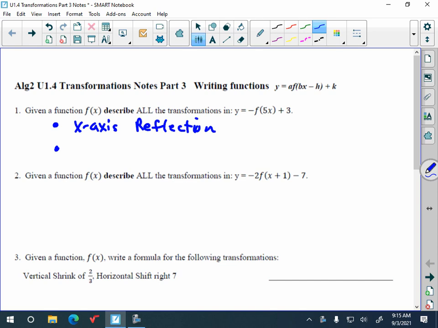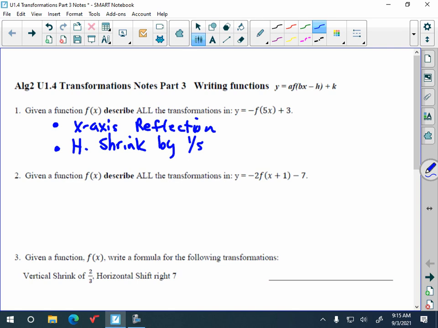Good. All right, so the 5, that's going to do a horizontal shrink by 1/5. Okay, remember, inside does the opposite, and it's multiplying by 5. That means it's stretching, but we have to do the opposite to make it shrink. And to make it shrink, you got to turn it into a fraction, which would be 1/5. All right, so horizontal shrink by 1/5. All right, and then one more?